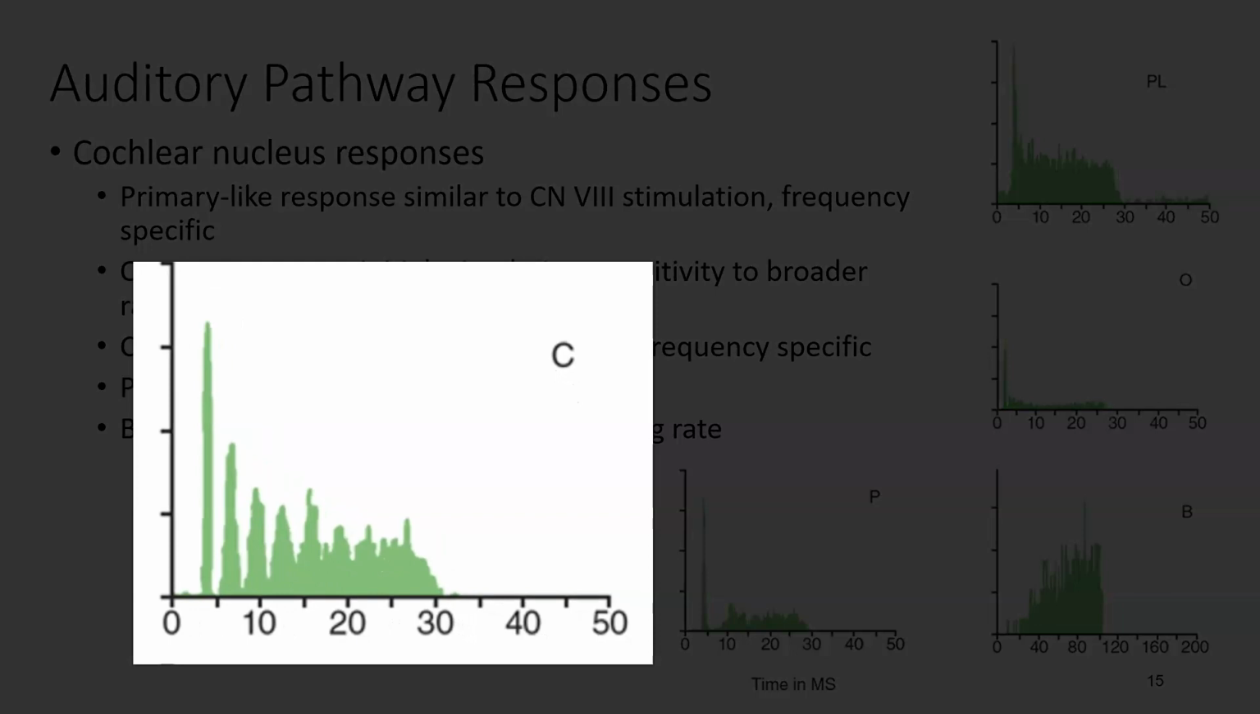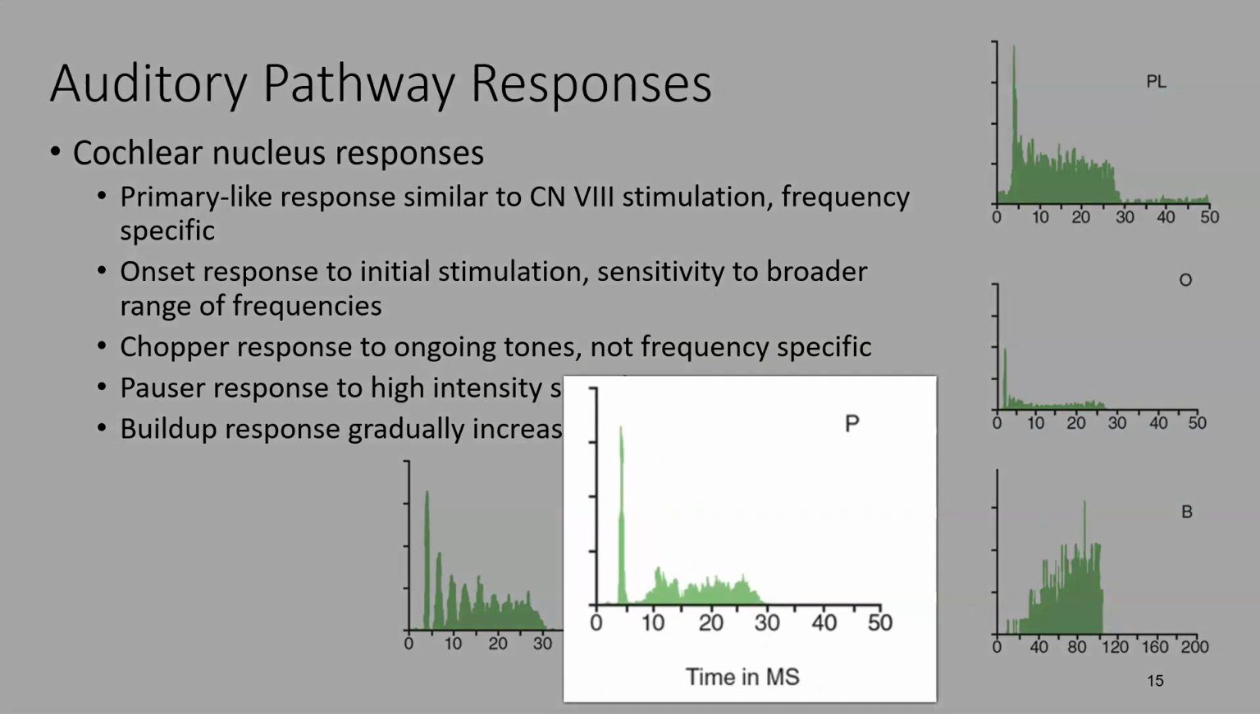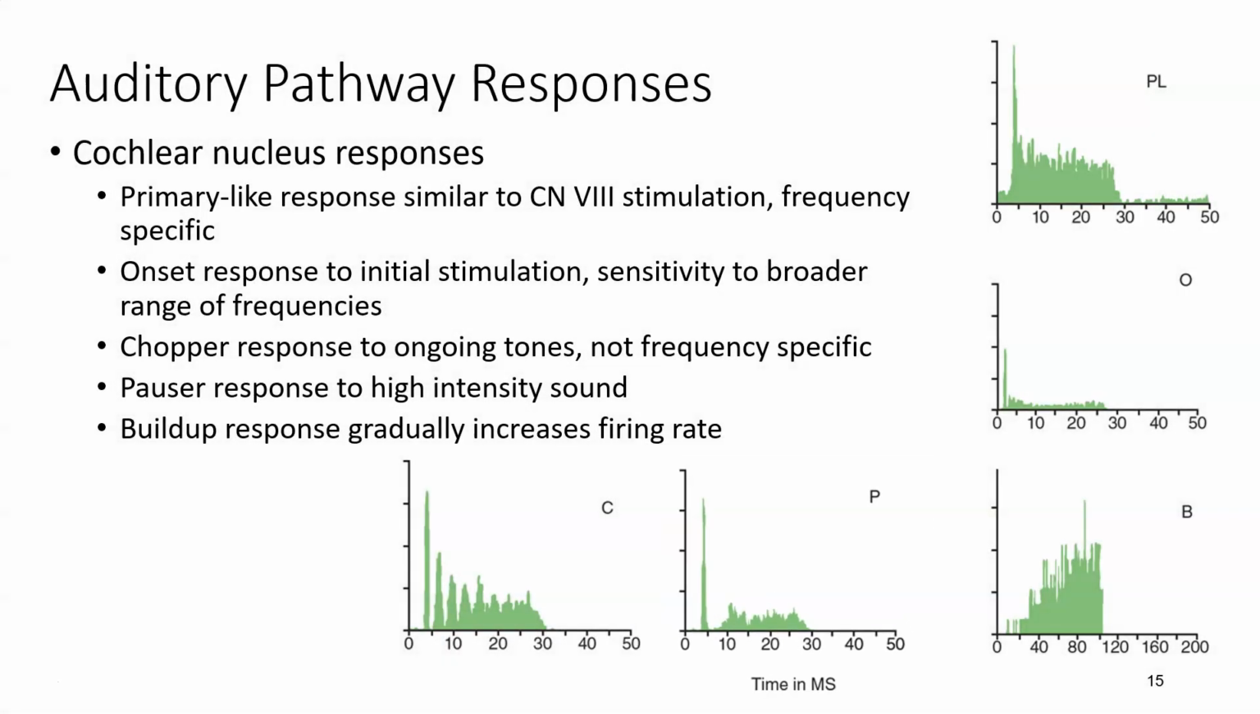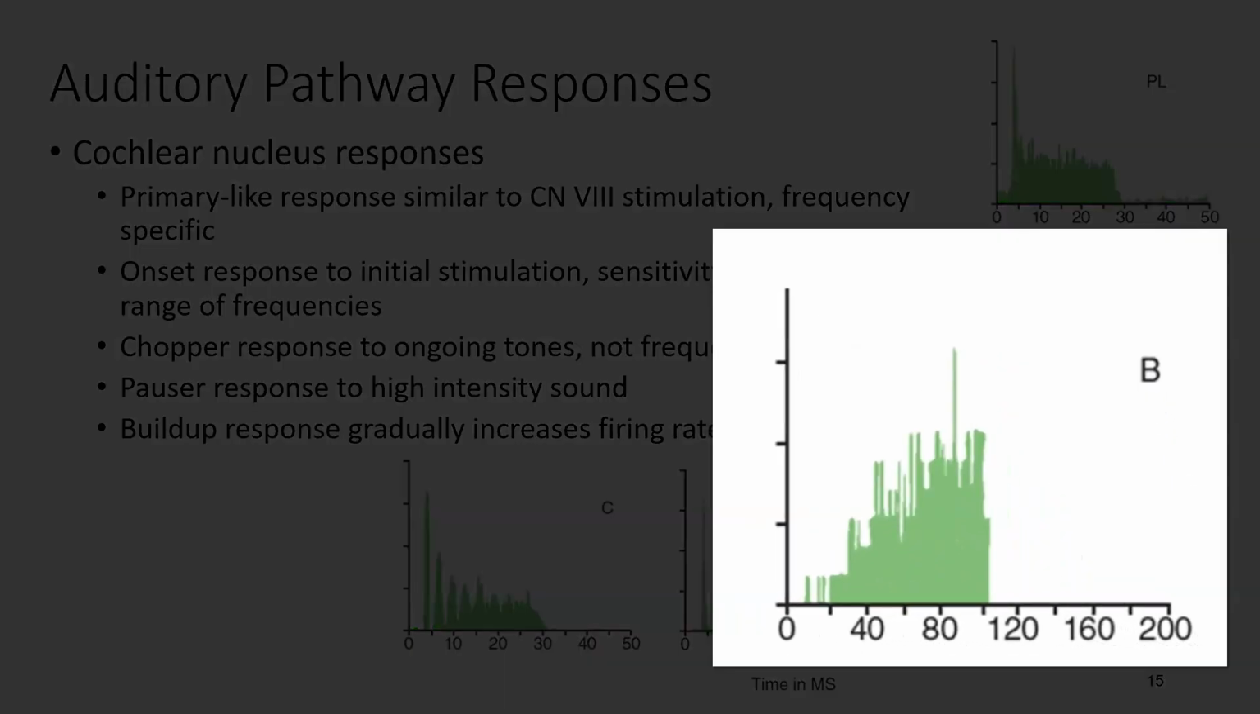Chopper response neurons respond to sounds that are ongoing. They are also less frequency specific. Pauser response neurons are sort of like onset neurons, but only for the highest intensity sounds, which will cause them to fire, and then they won't do much else. Build-up response neurons gradually increase their firing rate as the sound is ongoing.